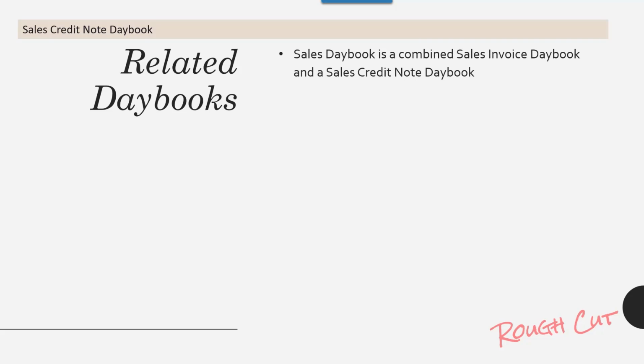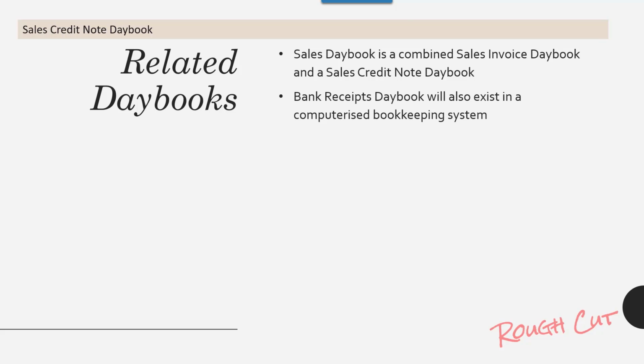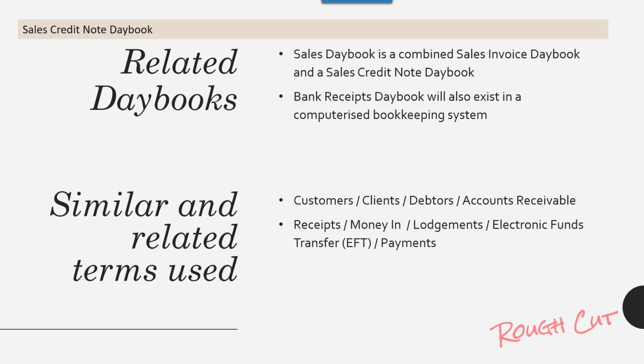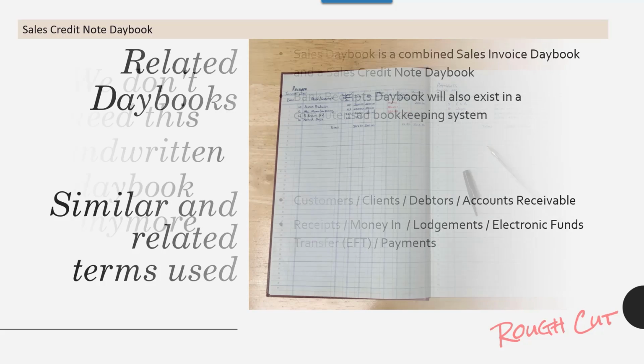Related daybooks. The Sales Daybook is a combined Sales Invoice Daybook and a Sales Credit Note Daybook. The Bank Receipts Daybook will also exist in a computerized bookkeeping system. And similar and related terms used: customers, clients, debtors, accounts receivable. Receipts, money in, lodgements, electronic funds transfer, EFT, payments.